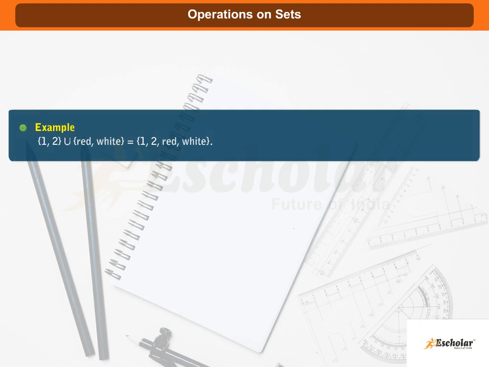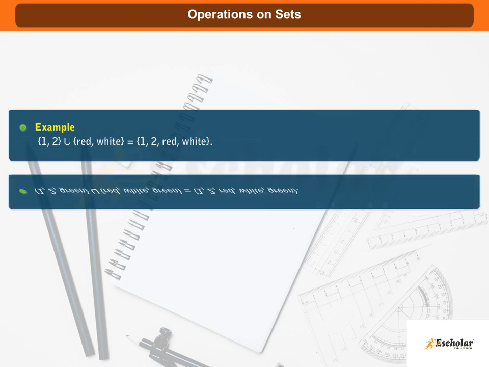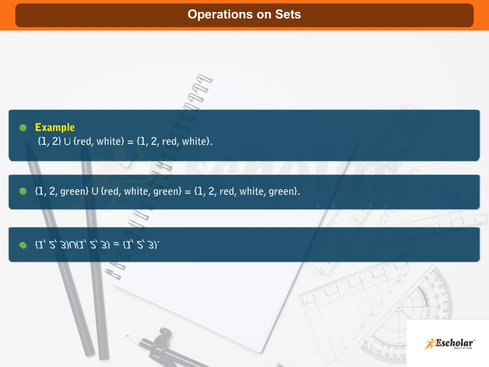The union of two sets, one of 1, 2, and the other of red, white. Similarly, look at the other two examples.